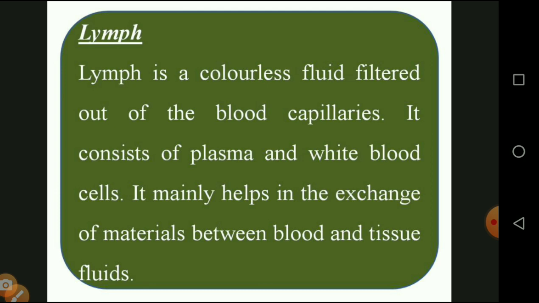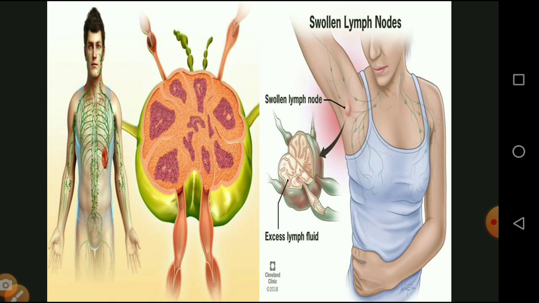It mainly helps with the exchange of material between the blood and the tissue fluids. They exchange various types of material: food material, excretory products, oxygen, vitamins, minerals, all the substances carried by lymph from blood to tissue fluids. And we will see the anatomical representation of the lymph node, and the swelling of the lymph node and excessive lymph fluid are given in the form of diagrammatic representation.